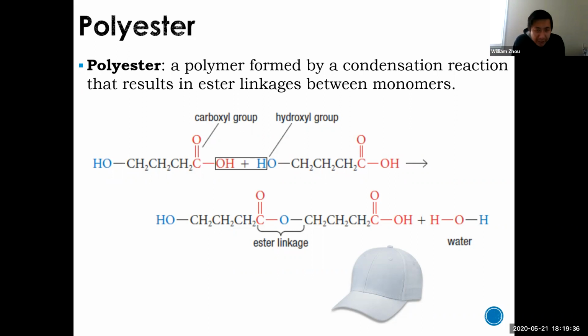A polyester is just a polymer of esters. You would have a molecule that has both a carboxyl group and an alcohol, and that somehow links with itself over and over and over again via ester linkages. Kind of like the picture shows right there, the carboxyl and the hydroxyl, you lose water and you have an ester.